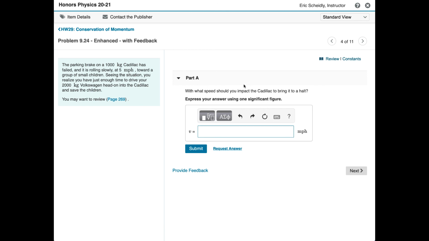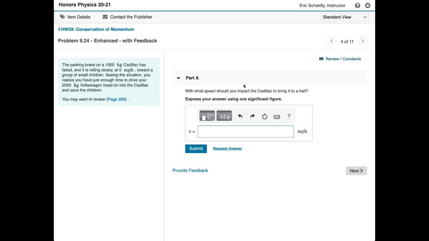Well, the Cadillac has some momentum. In order to stop the Cadillac, you're going to have to bring into that situation the opposite momentum, equal and opposite, so that the total momentum is equal to 0, so that when you collide, you both come to rest, stopping the Cadillac and saving the children.